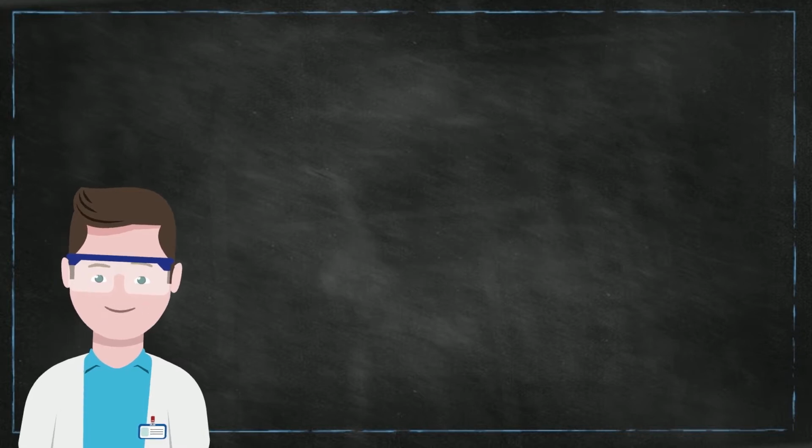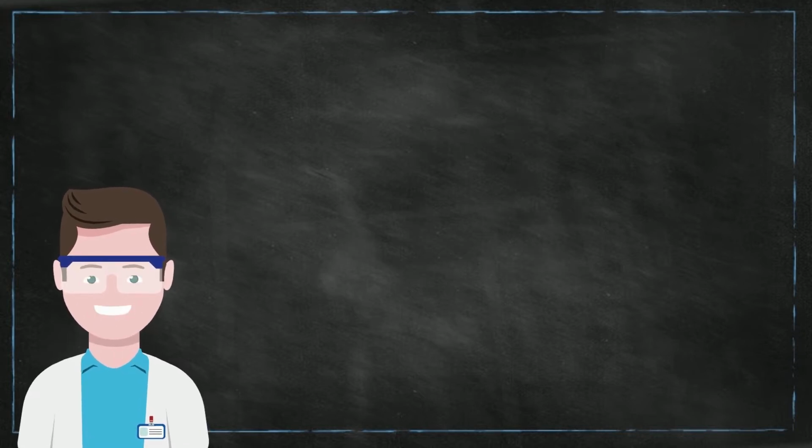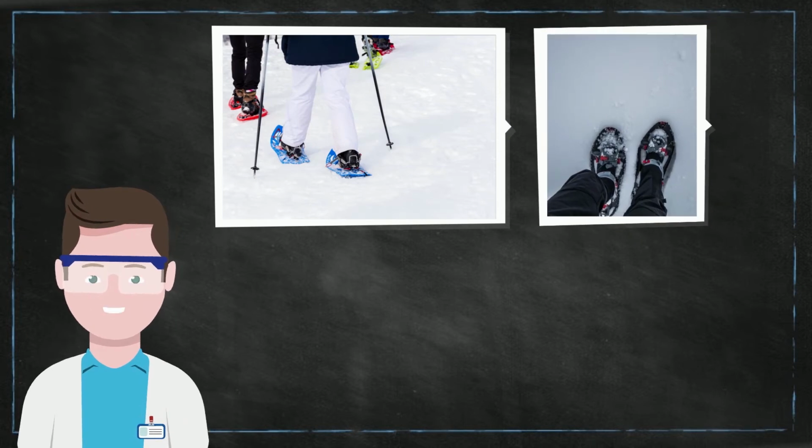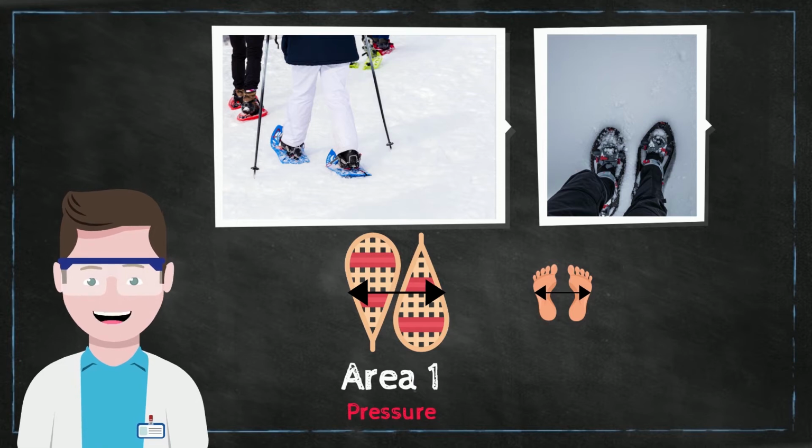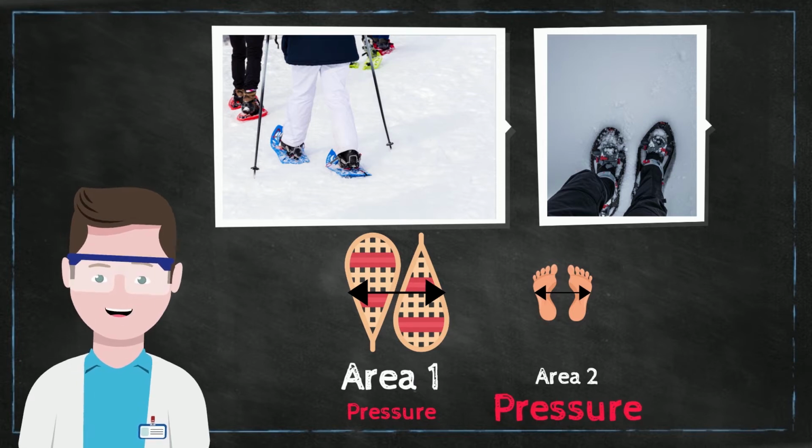We can use the same approach to understand why people use rackets to walk in the snow. Basically, they are distributing the weight and decreasing the pressure applied on the snow, so it is easy to walk.